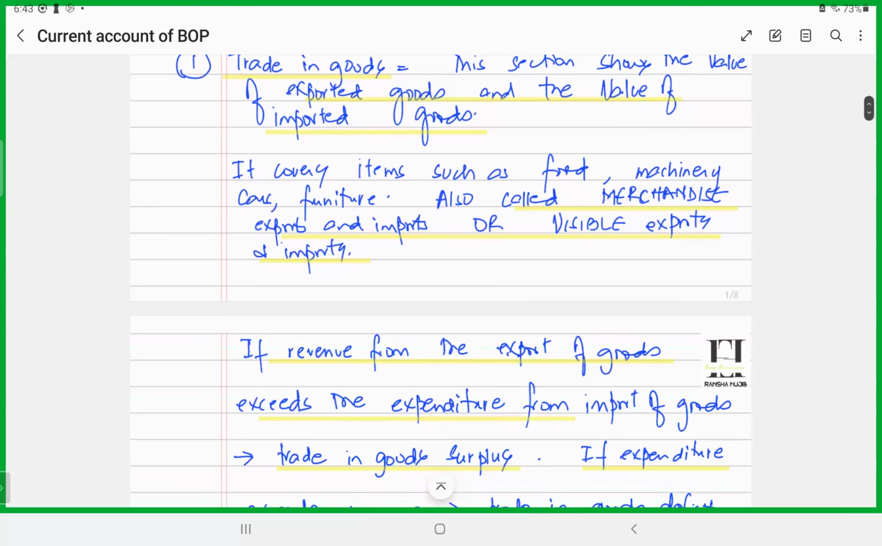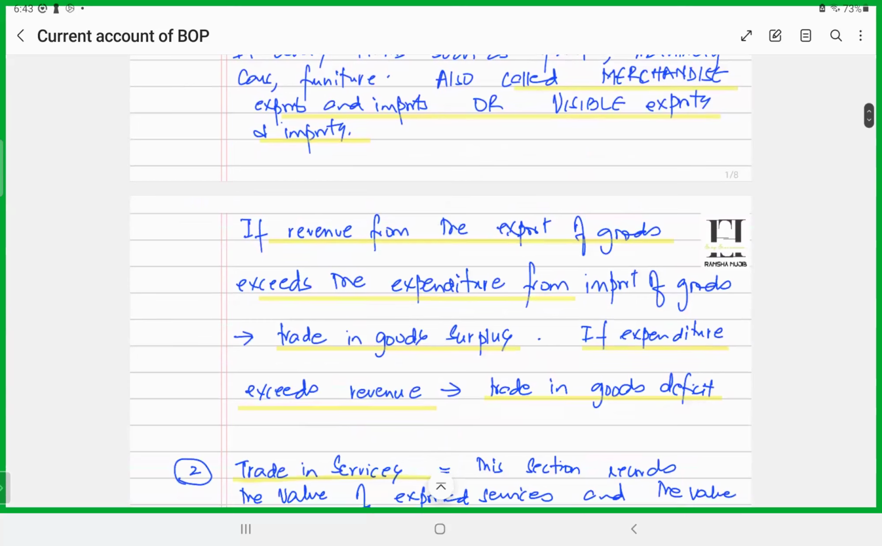The second part is called trade in services. But before that, what do they say? If revenue from the export of goods exceeds the expenditure on import of goods, we would say that we have a trade in goods surplus. Obviously, when a country is able to make more exports and makes fewer imports of goods, the money it earned was more relative to the money it paid. The expenditure it incurred was less in comparison to the revenues it received. So obviously the country is going to have a surplus in its trade in goods.